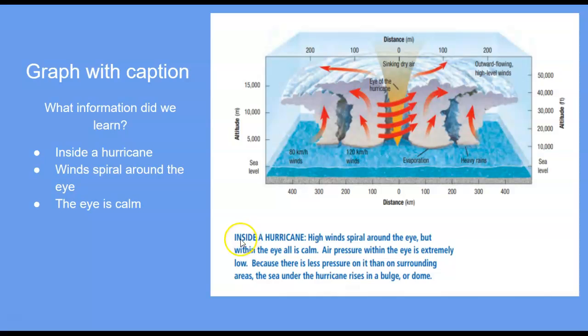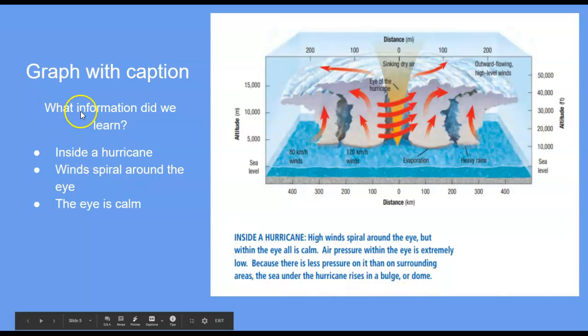And there's also a caption. It says, inside a hurricane, high winds spiral around the eye. But within the eye, all is calm. So here is the eye, because it says eye of the hurricane. It's got that label there. It says, air pressure within the eye is extremely low because there is less pressure on it than on the surrounding areas. The sea under the hurricane rises in a bulge or dome.